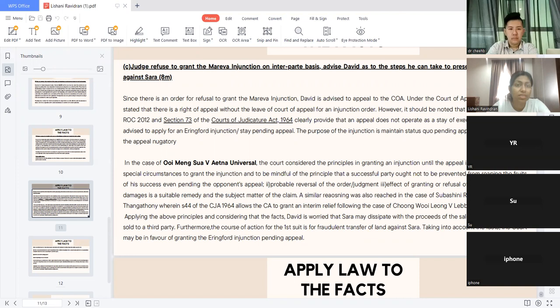So you can see, since there is an order for refusal to grant the Mareva injunction, David is advised to appeal to the Court of Appeal. Under the Court of Appeal, whatever, it is stated there is a right to appeal without the leave of court for an injunction order.